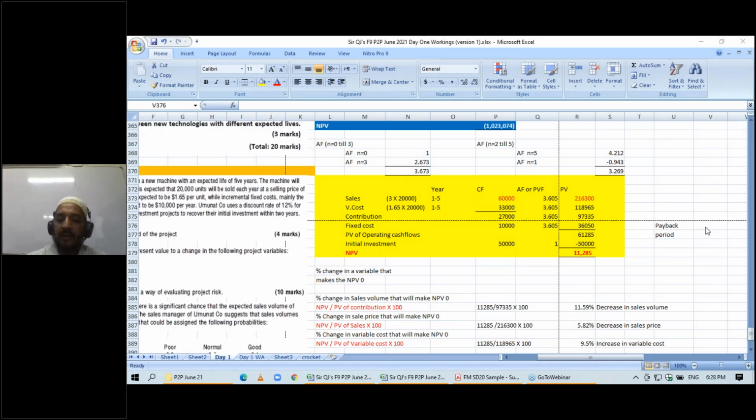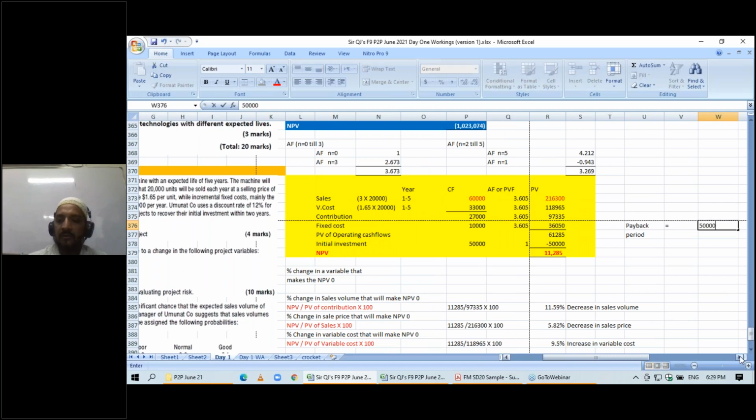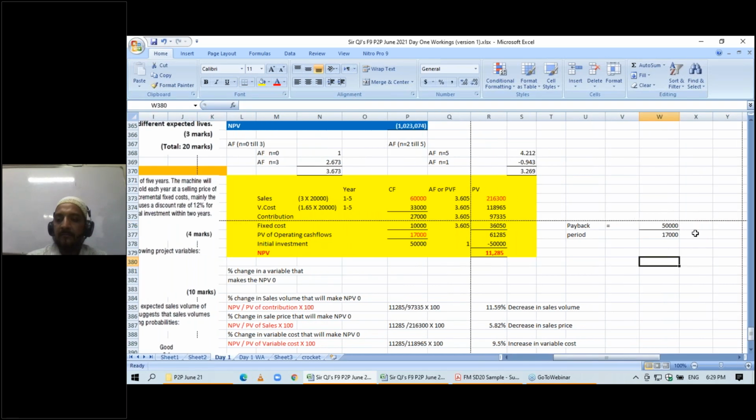Payback period tells you that in how much time you will receive your initial investment back. So the initial investment in this case was how much? 50,000. And every year you are getting how much? You're getting this much amount. 27,000 is the contribution. Deduct 10,000 fixed cost from it. So you get 17,000 every year from this project. So if you are getting 17,000 every year and you need to have 50,000, which is your initial investment. So in how many years you will get the money returned?